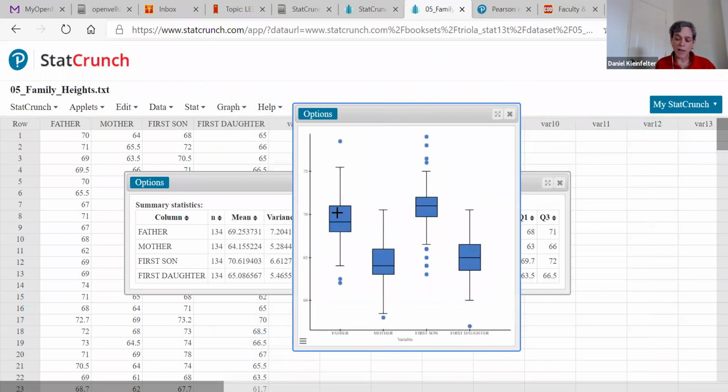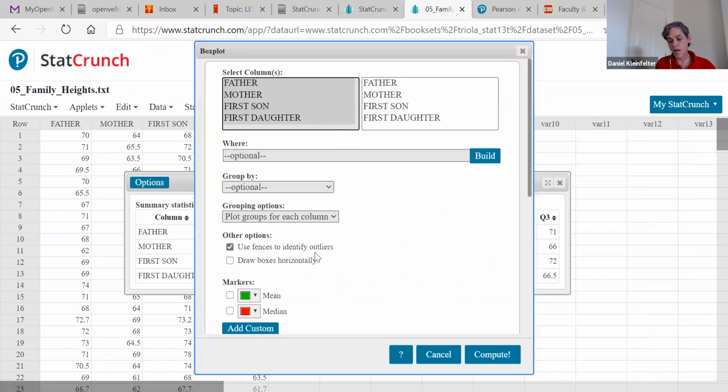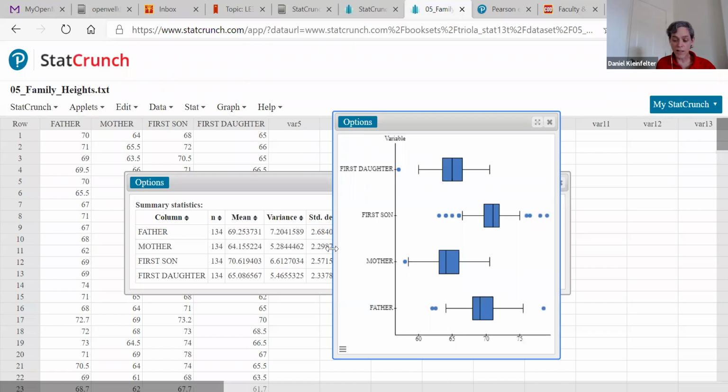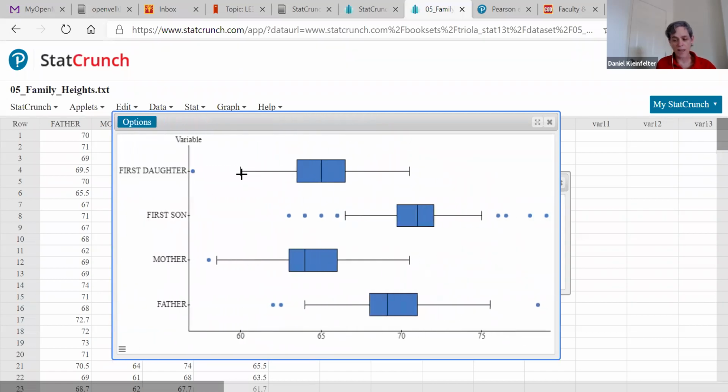So StatCrunch by default will put the box plots vertically. If you want to change that, you can click on Options, and that's not there. I guess it needs to be, it's in here somewhere. One second, Edit, there we go. All right, so Draw boxes horizontally if you want the boxes drawn horizontally. All right, so there's our box plots. And then if you wish, like I said, you can copy and paste these into a Word document if you need to do that. You'll notice here that they are showing the outliers for each group as a set of dots. So there's that. Let's see what some of our other options are.